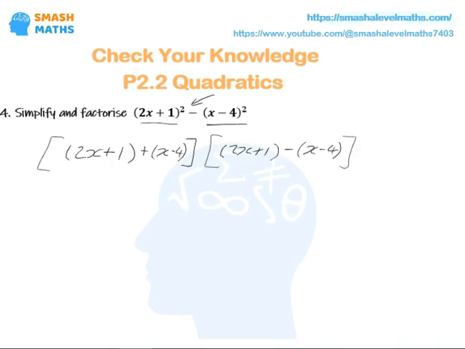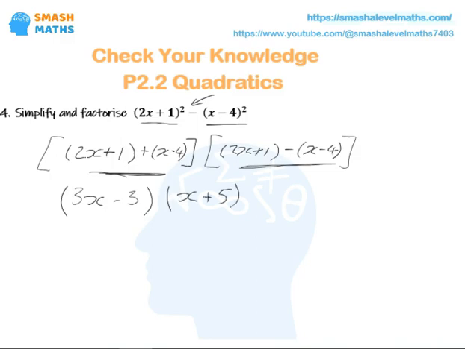So now what we're going to do is just simply tidy up inside each of the big square brackets. So I've got 2x plus x, so that's 3x. 1 plus minus 4, so that's minus 3. So that's that first bit. And then inside this bracket here, I've got 2x minus x, which is x. 1 minus minus 4, so that's plus 5.